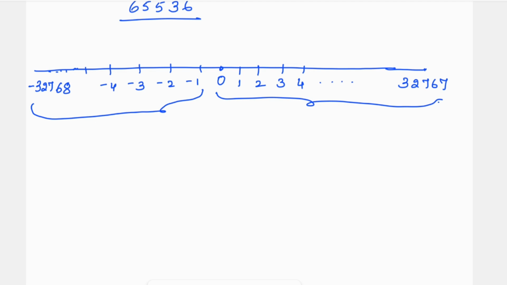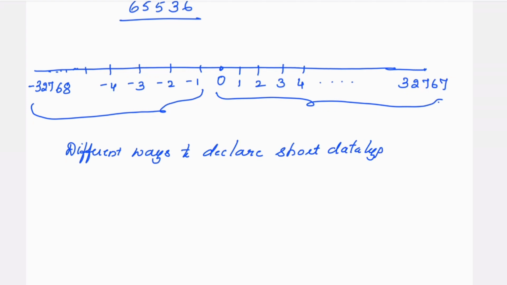First, very simple. I'll write down the subheading as different ways to declare short data type. The first and very simple one is if you are using the word short followed by, let us take for example, sum as a variable here. So simply if you write short sum, it is taken as short int sum, or explicitly you can mention short int sum.